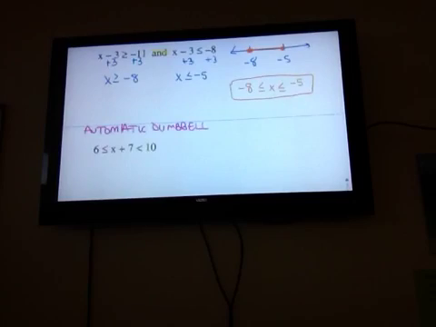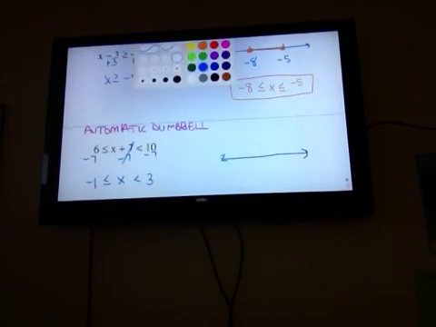Subtract 7. Now here's the trick. There are 3 parts. This is not like a typical equation or inequality. So you're going to subtract 7, but from all 3 parts, so we solve it all at once. So 6 minus 7 is negative 1, less than or equal to x, the 7's cancel, less than 3. It is solved for us.